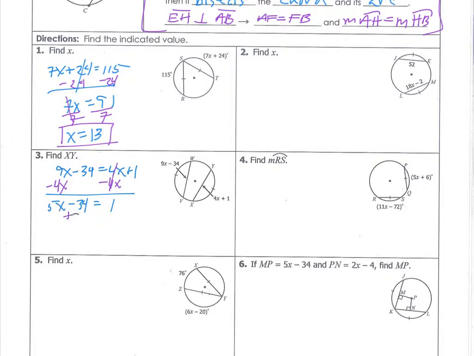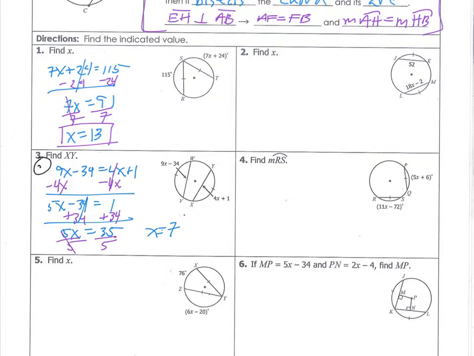Add your 34. And we get 5x is equal to 35. Divide by 5. And what do we get? X is equal to 7. Does that answer the question? No. So they want xy. So this is just step 1.